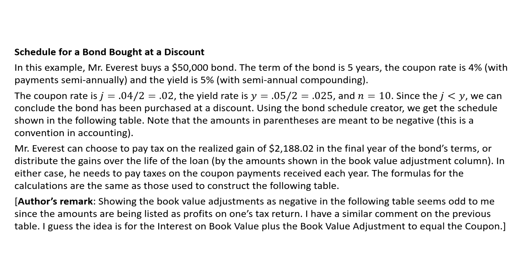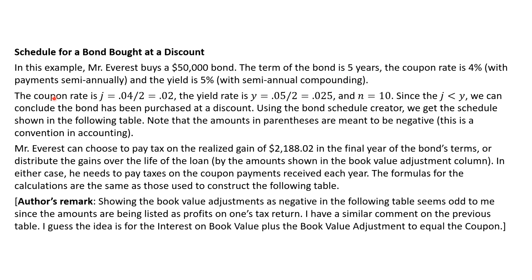So in contrast to the previous example, we have a bond that's being purchased at discount. There's a Mr. Everest who buys a $50,000 bond. The term of the bond is 5 years. The coupon rate is 4% semi-annual, and the yield is 5% also semi-annual.